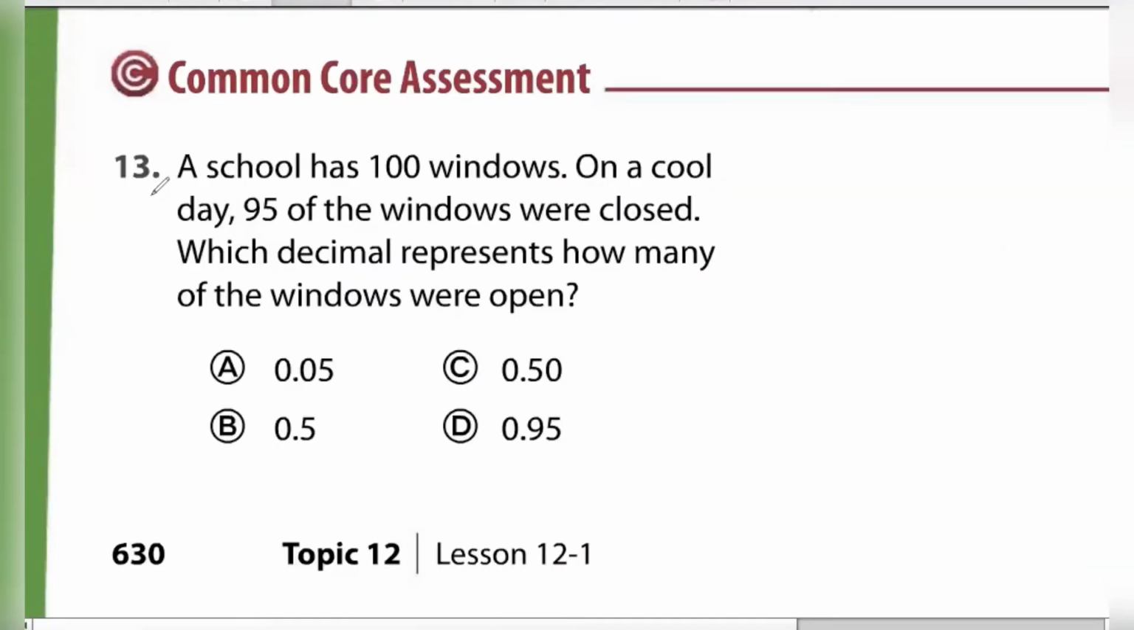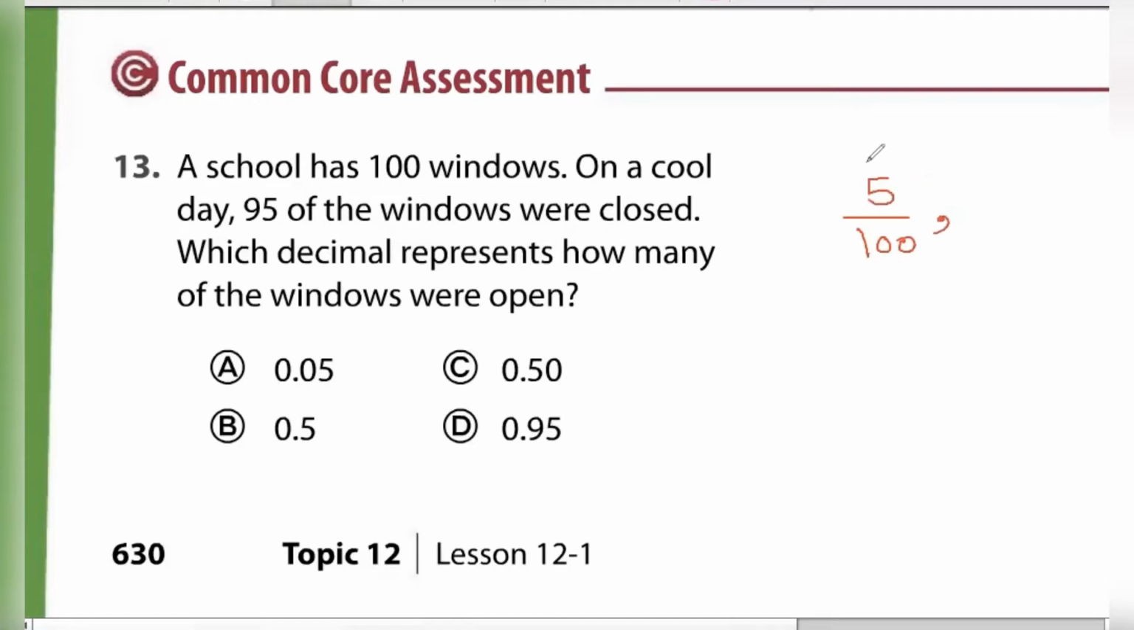Number 13, a school has 100 windows. On a cool day, 95 of the windows were closed. Which decimal represents how many of the windows were open? The total number of windows is 100, so I would put 100 as the denominator. And here 95 were closed, so the open windows were 5.